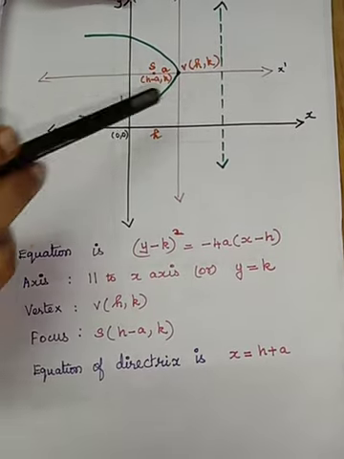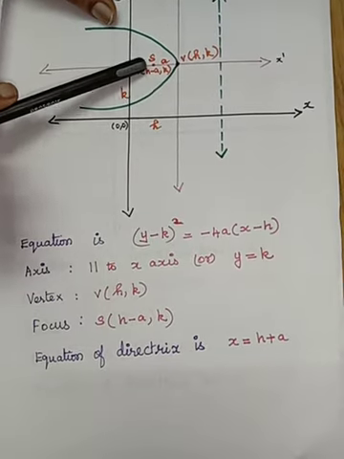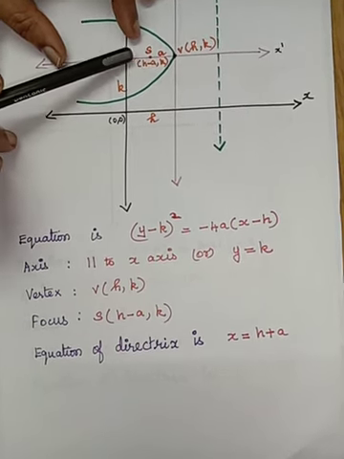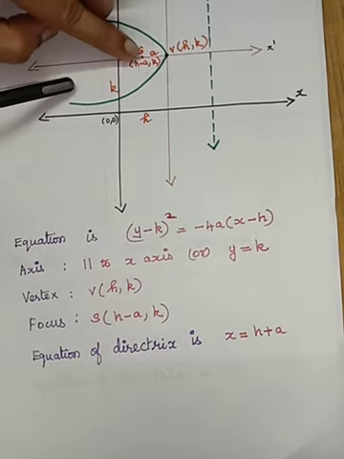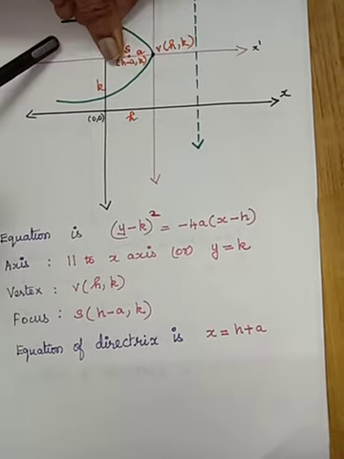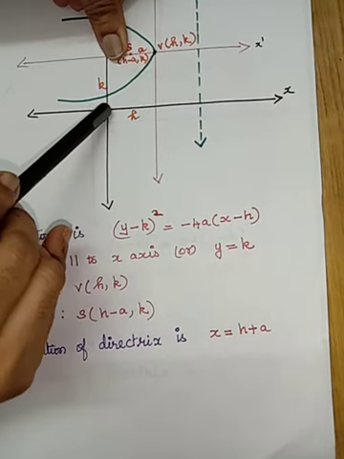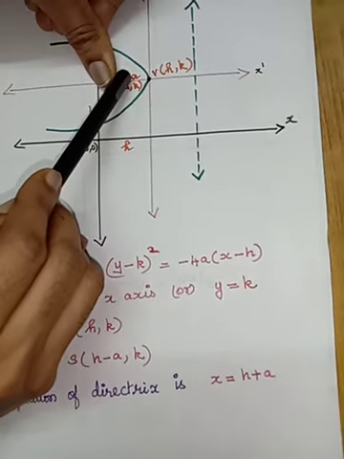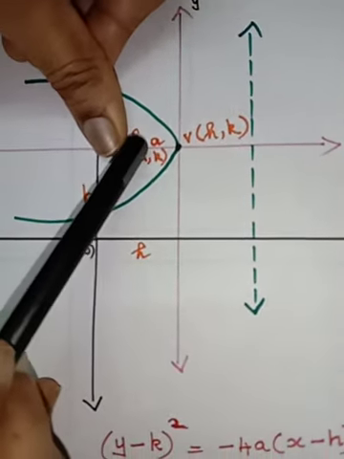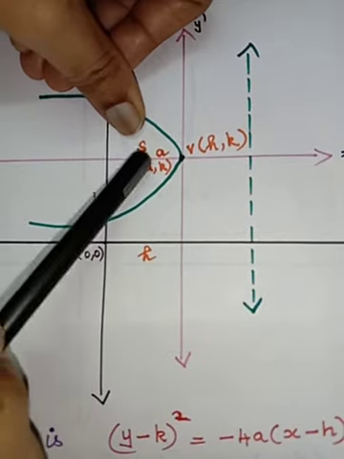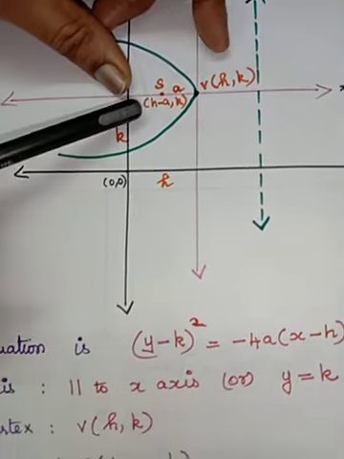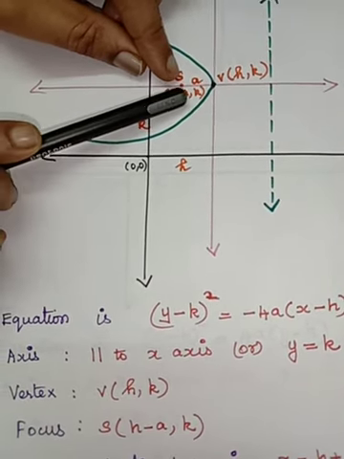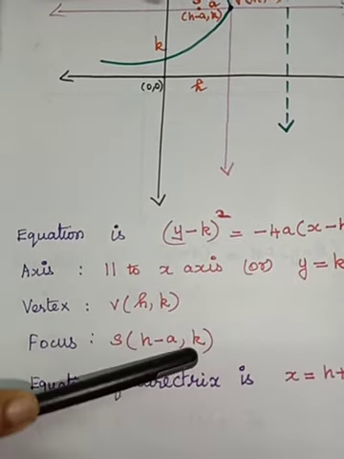Okay, the vertex is h comma k. Now it is your focus. With respect to 0 comma 0, what is the distance from the focus? This is the distance we have to find. We know that the whole distance is h and the distance between the vertex and the focus is a. From h, if you subtract a, you will get this distance. So with respect to 0 comma 0, the focus will be at h minus a comma k.